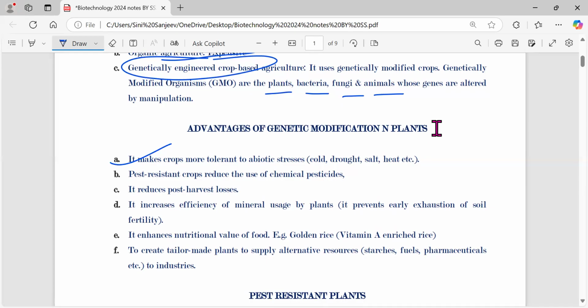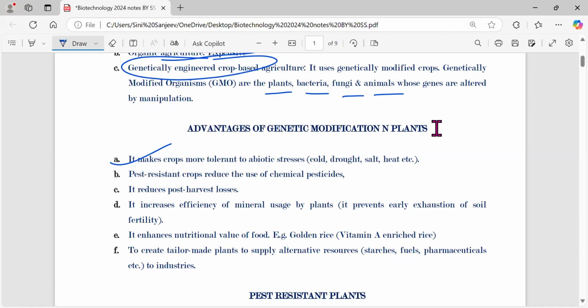So this comes into outcome. Next is: pest resistant crops reduce the use of chemical pesticides. Generally in GM plants, what we do is use an organism, and from there you isolate a particular cell, and that cell will act to prevent the plants from getting infested. That process we are going to study further in this chapter.